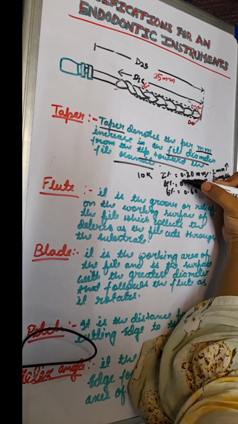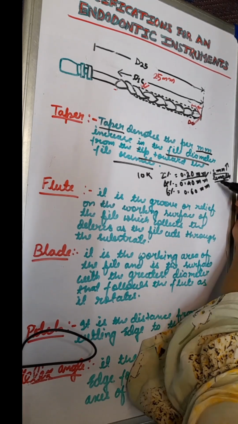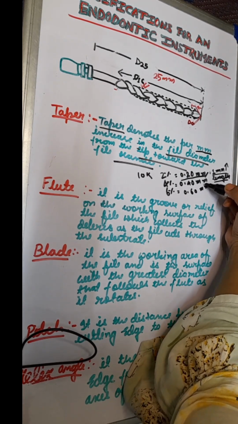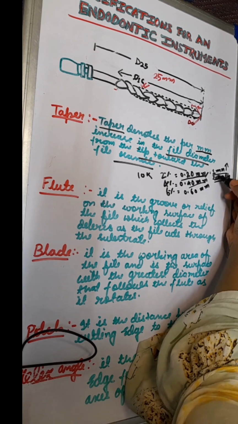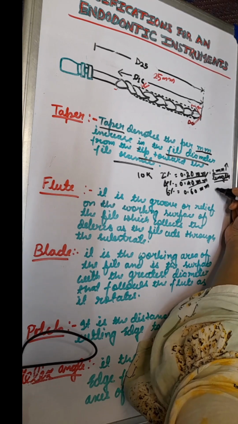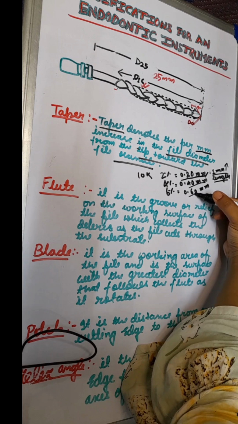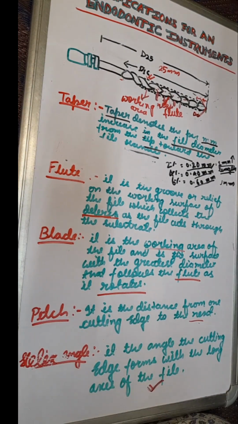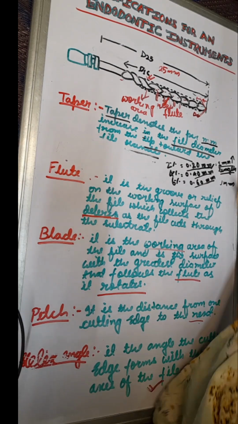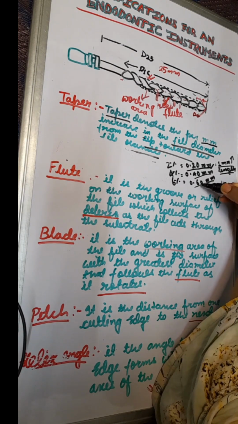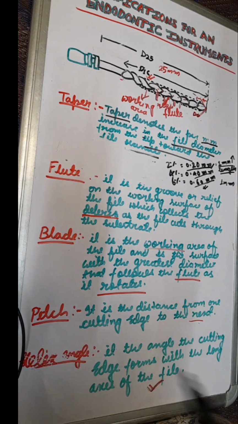In 2% taper, the diameter would increase by 0.02 millimeter per millimeter increase in length, and in 4% taper, the diameter would increase by 0.04 millimeter per millimeter increase in length of the instrument. About 6% taper, the diameter would increase by 0.06 millimeter per millimeter increase in length.